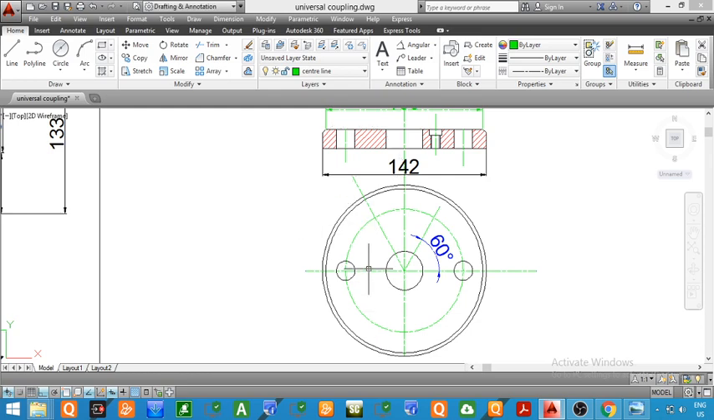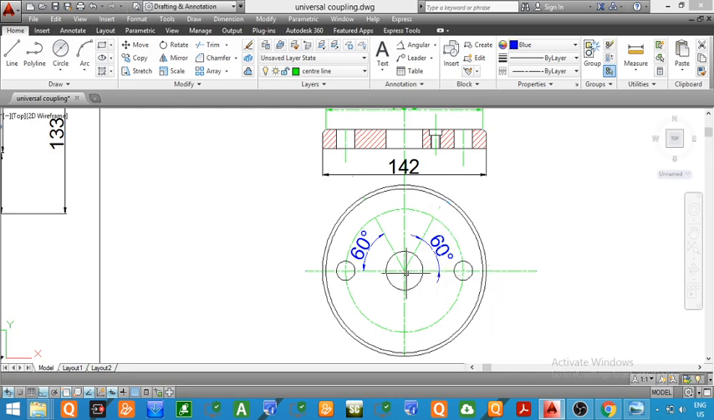Now we will check the angular distance between this line and this center line. So we will give the angular distance, it should be equal to 60 only. So you can see the angular distance between this center line and this center line is equal to 60 degree. Now we will delete this extra part from the center lines.